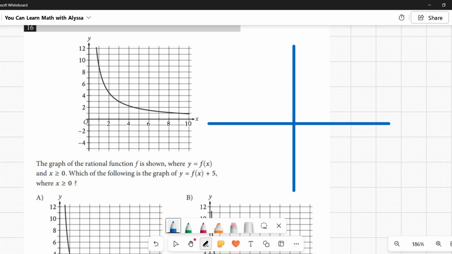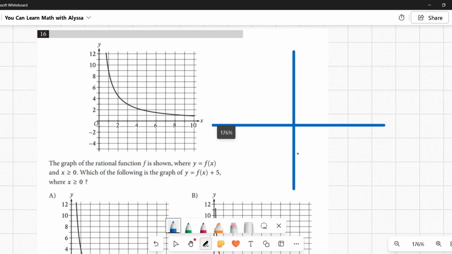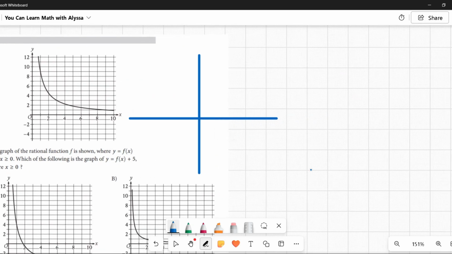It happens all the time, and if you can learn these rules, it's going to save you so much time, so that you're not trying to plug things into Desmos to figure these out. They're a lot quicker if you know these rules. Here's the basic idea, and this applies to all of our functions.